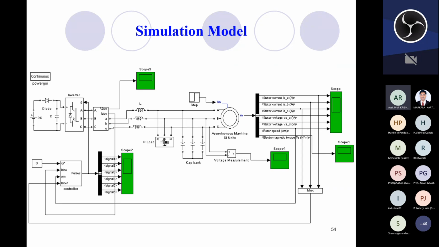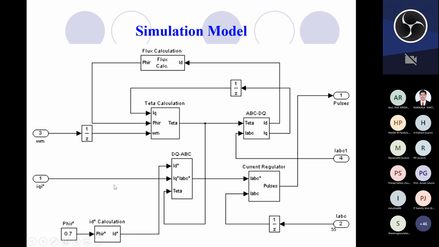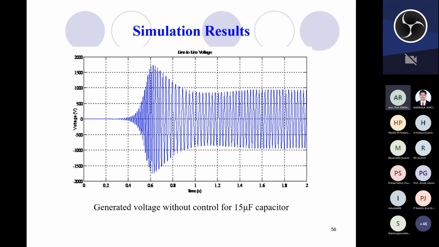So then I will show you some simulation results. So here some Simulink model is developed. So this is the controller and the inner components of the controller. So using this controller we can control the output voltage. So first you can see in this diagram some generated voltage while using 15 microfarad capacitor. So you can see the voltage is 1000 volt, slightly below 1000 volt.